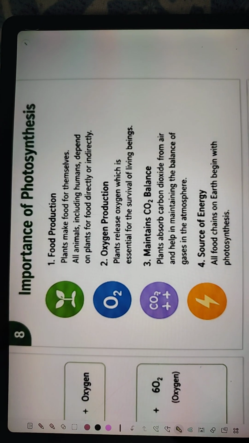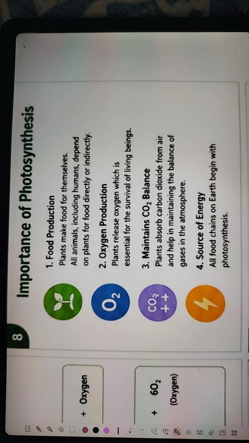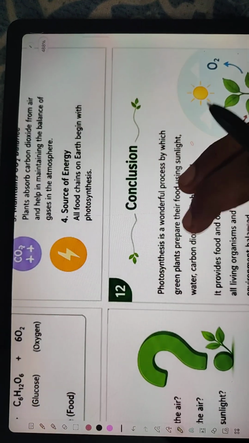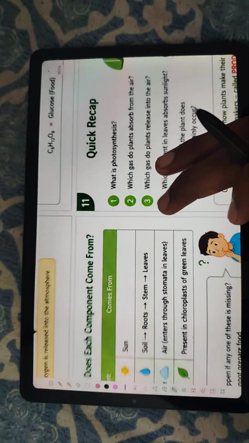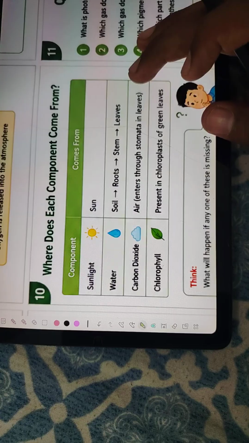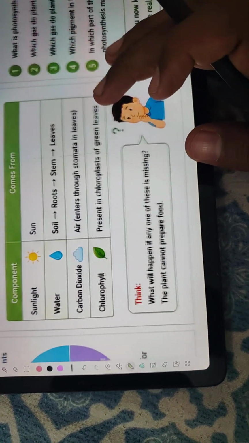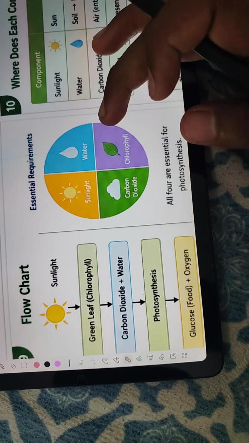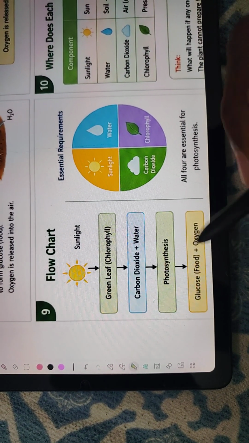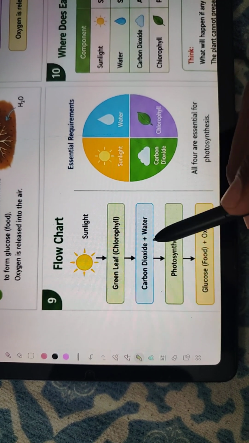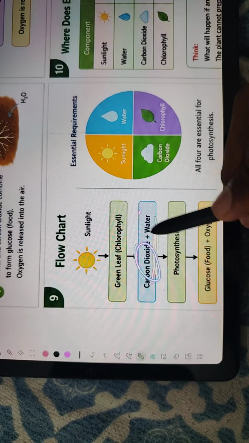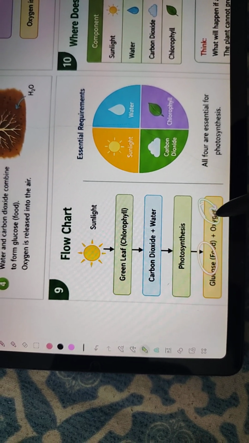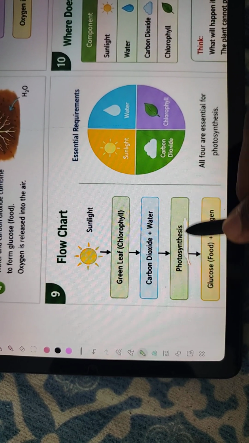Okay, so the fourth point is source of energy. So all food chains on the earth begin with photosynthesis. So photosynthesis is the basic process which makes the food. So now I'll explain this with the help of a flowchart. So plant leaves have chlorophyll and they absorb CO2 and water and they make food, that is glucose, and oxygen as a byproduct with the help of photosynthesis.